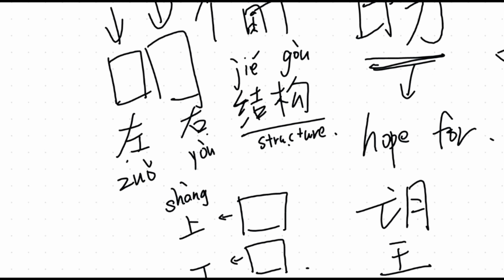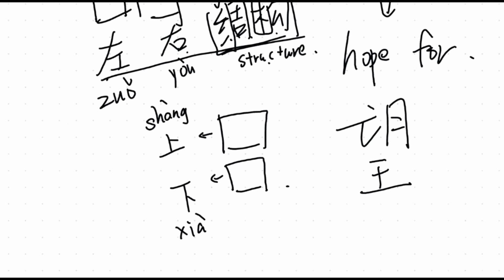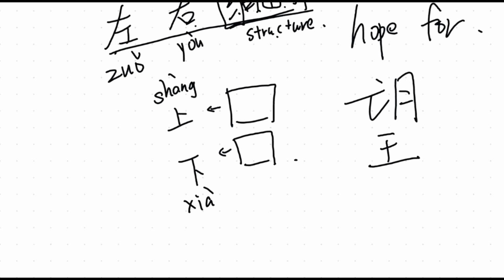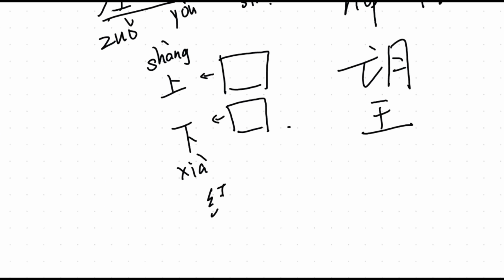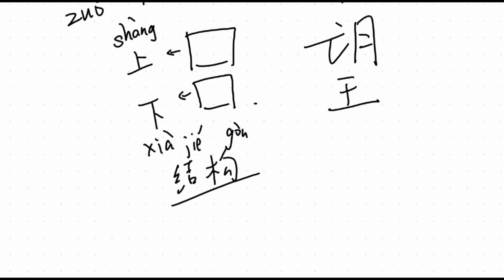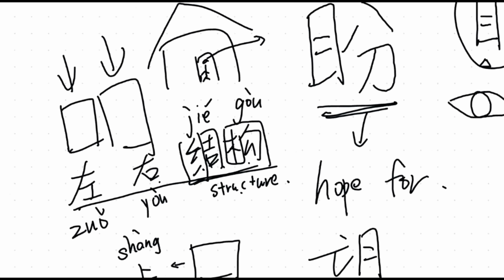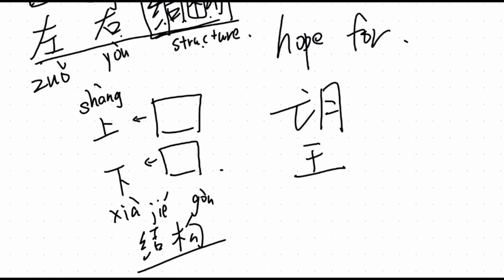左右结构. You can see these two characters are both 左右结构. And here we'll call 上下结构. So left, right, up and down, different structures. The first character is 左右结构. Next here is 上下结构.